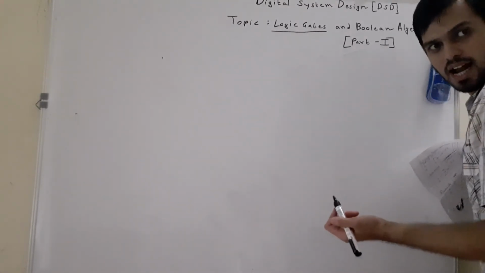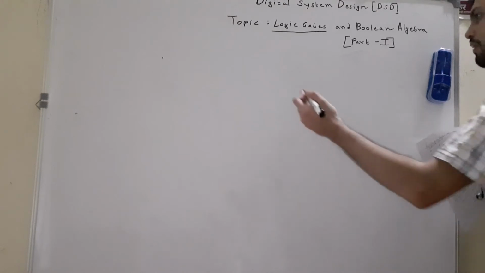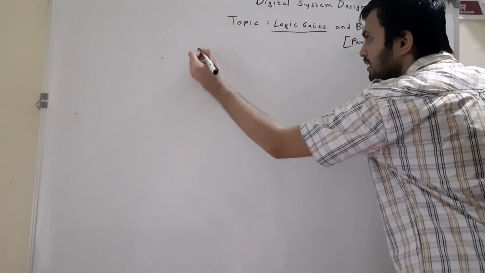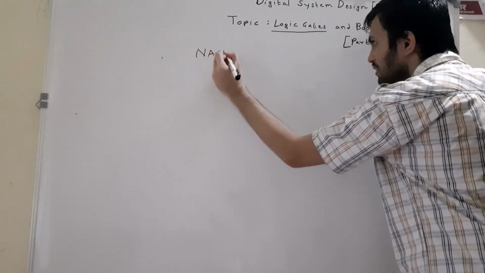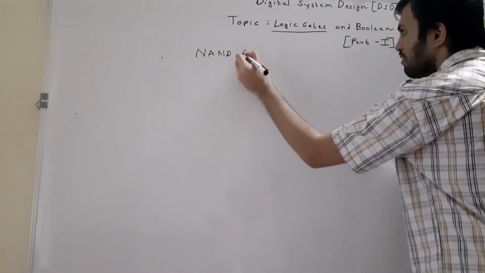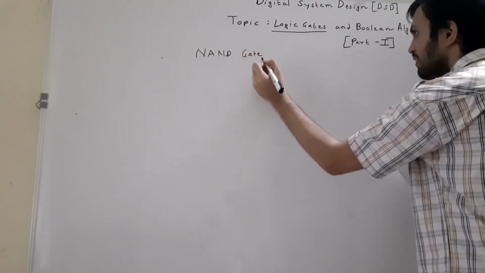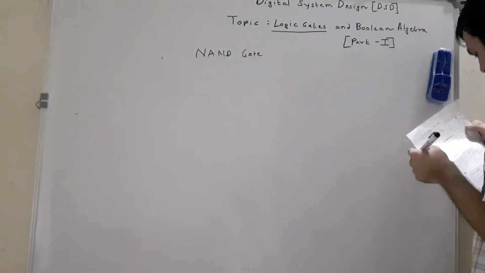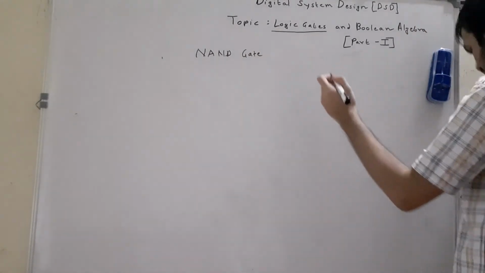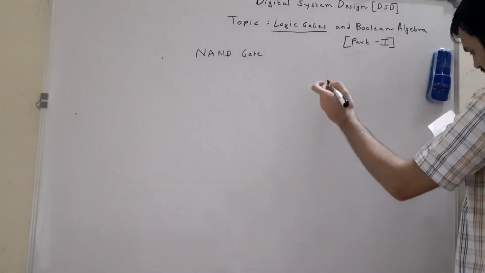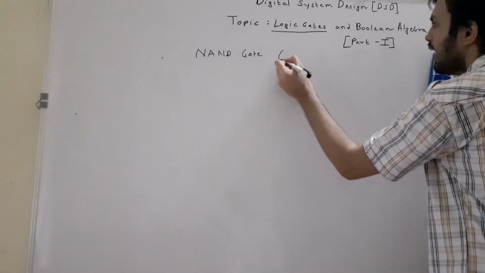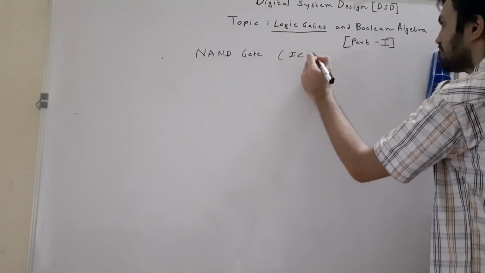So we studied AND gate, OR gate and NOT gate. Now we are going to study the symbols for NAND and NOR. So NAND gate. These are also known as universal gates. Its IC number is IC 7400.